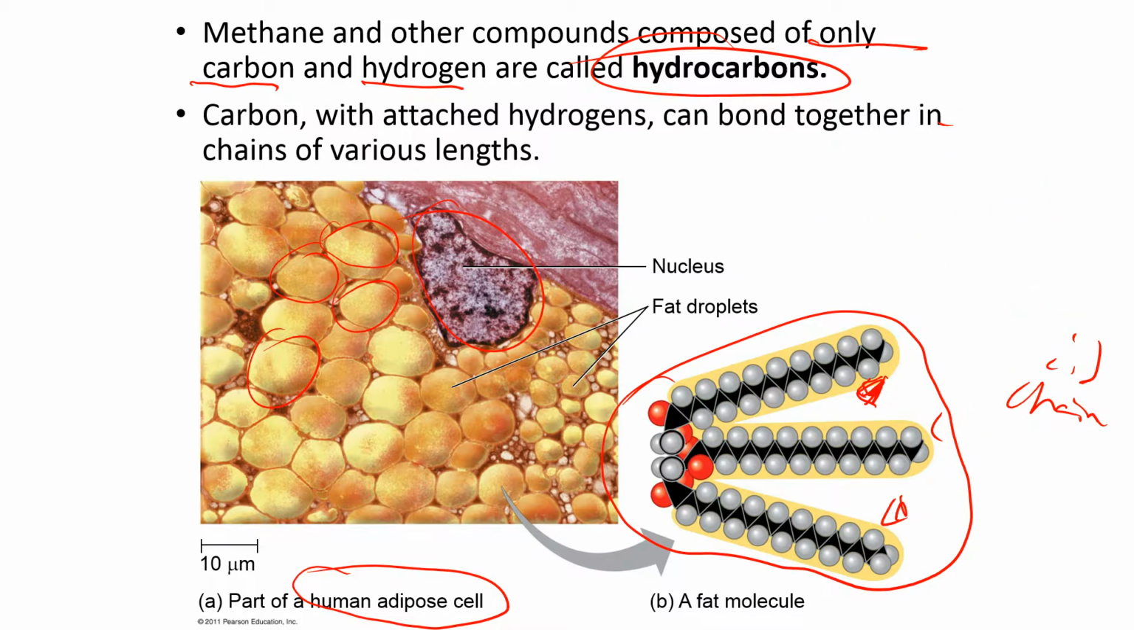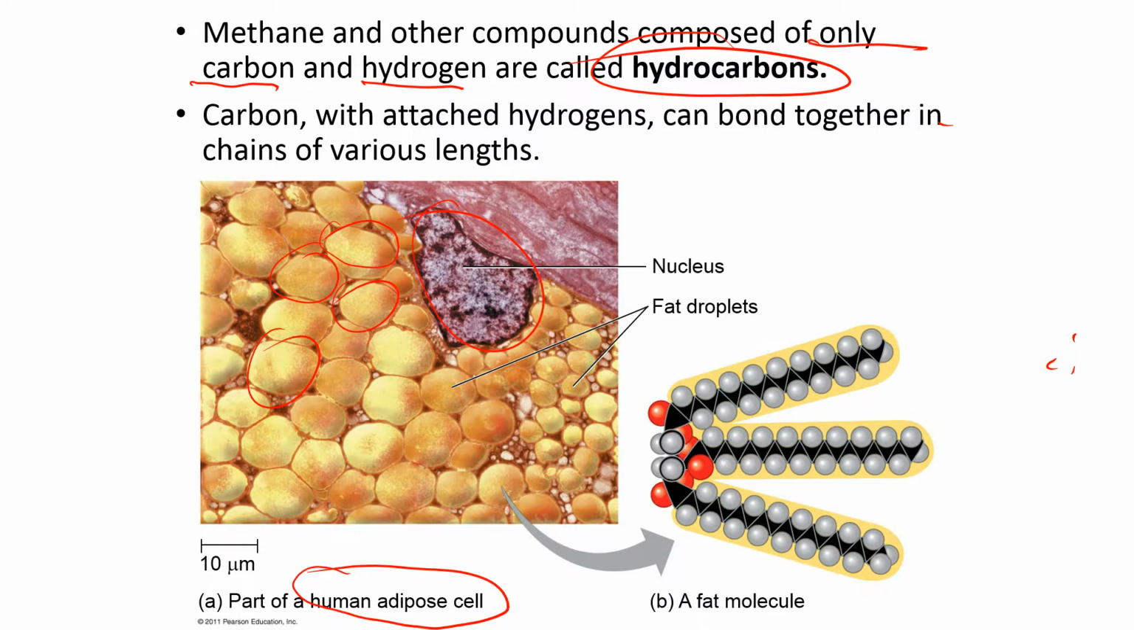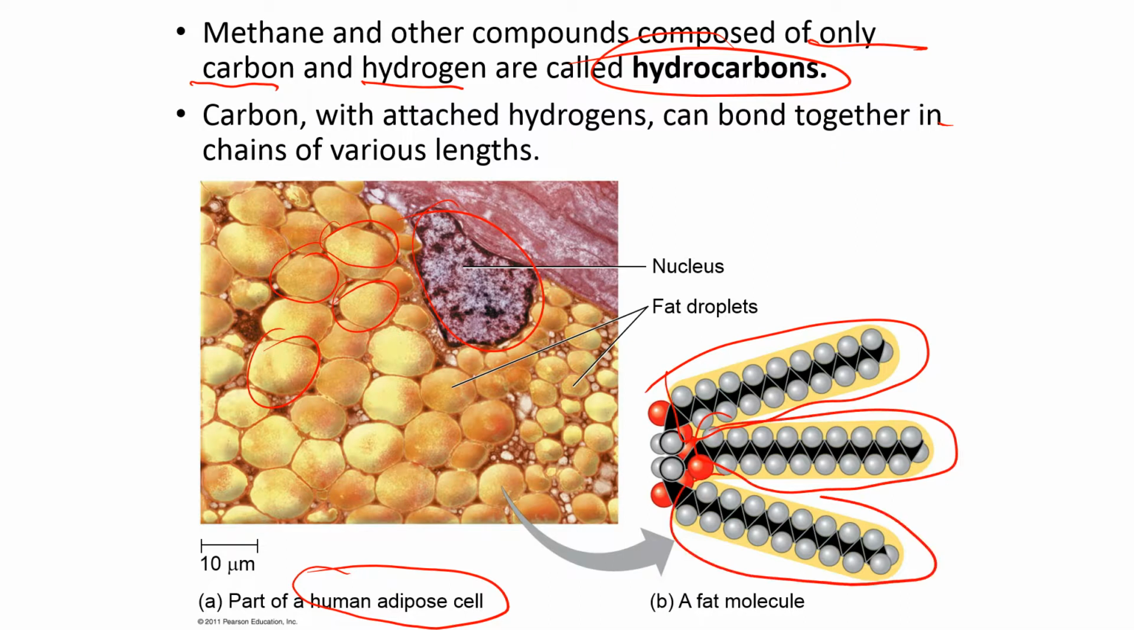Right now, you have these 3 fatty acid chains. Now, these 3 fatty acid chains are also composed of these black spheres. The black spheres are carbon, and the silver gray spheres are hydrogen. So this is basically a hydrocarbon.